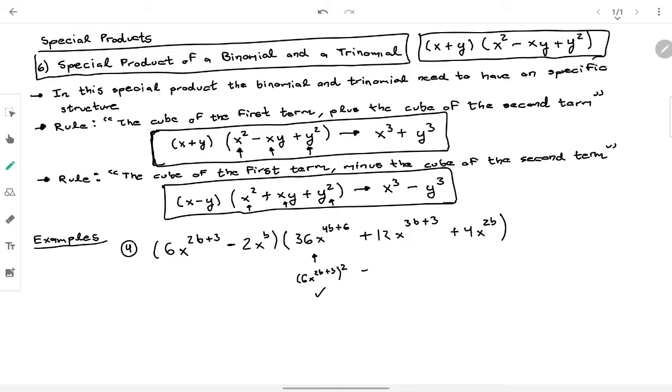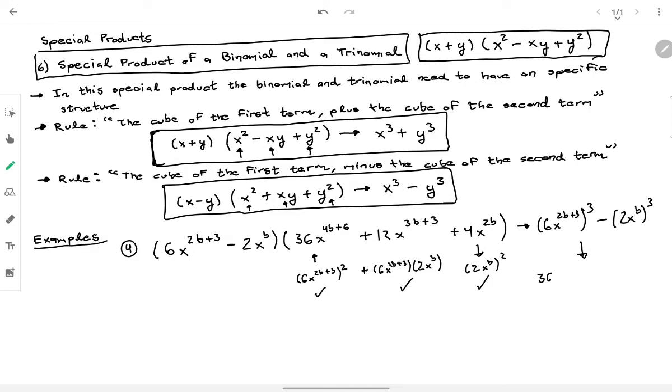The second one, because the first one is negative, then in the binomial it will be positive, the multiplication of two terms. So of course it will be 12x to the 3b plus 3, so it's okay. And the last one must be the second term squared, so it will be 4x to the 2b, so it applies. So our final answer is going to be the first term cubed minus the second term cubed.